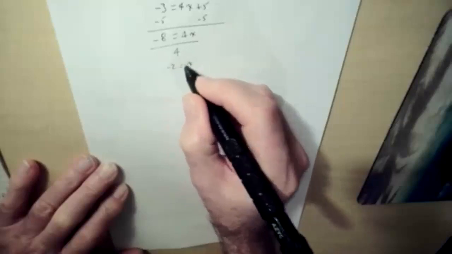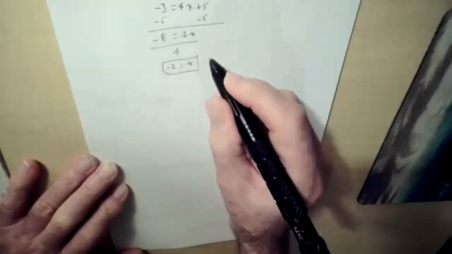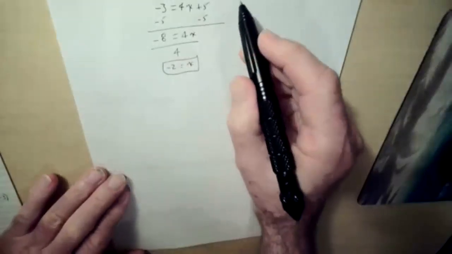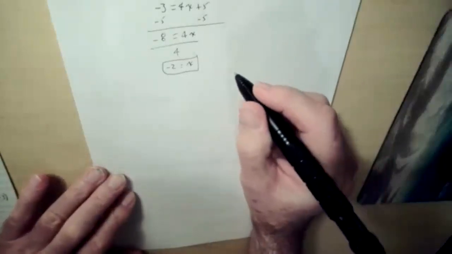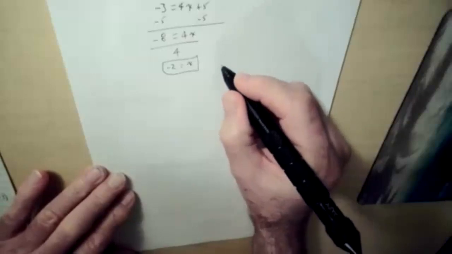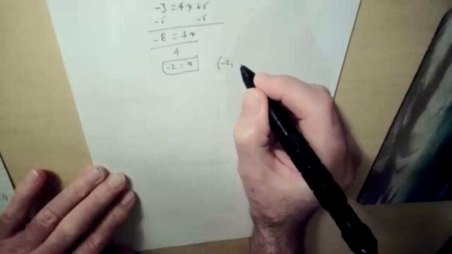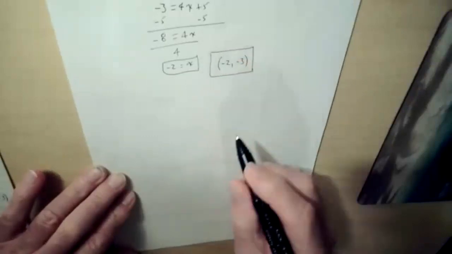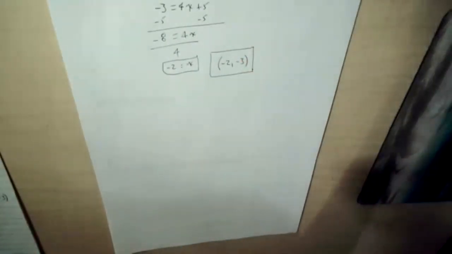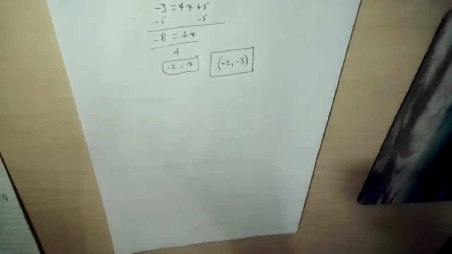And we divide by 4. And x is -2. So our answer here is, remember, now we plug it back into the coordinates of the ordered pair, and we get -2 comma -3. That's about as difficult as these get, where you're solving for x instead of y.